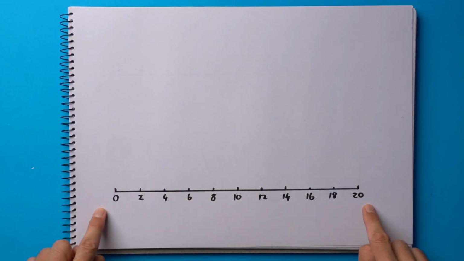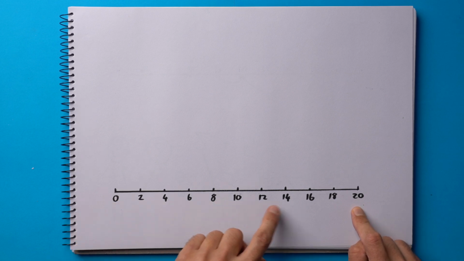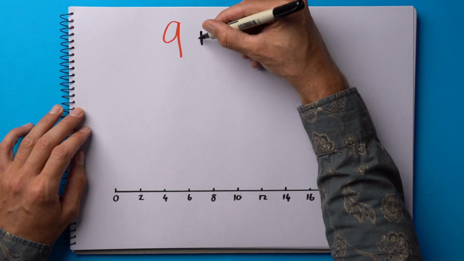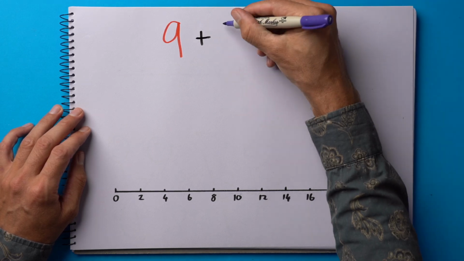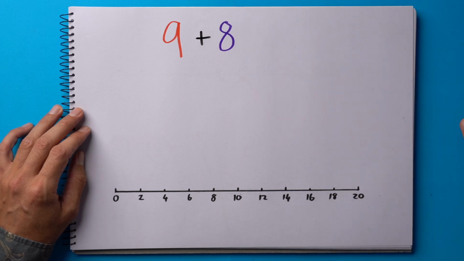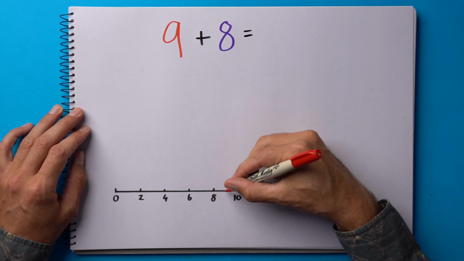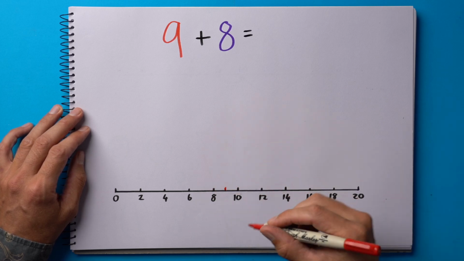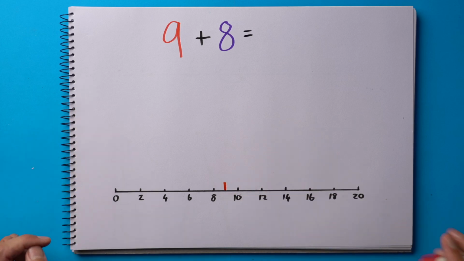We're going to start with our number line here. As you can see, I've got 0 to 20 again, counting up in twos. This time our problem will be 9 plus 8 equals. Our first step is to find our starting point, and 9 is going to be right in between our 8 and the 10. So that's our starting point just here. And we're going to add 8.